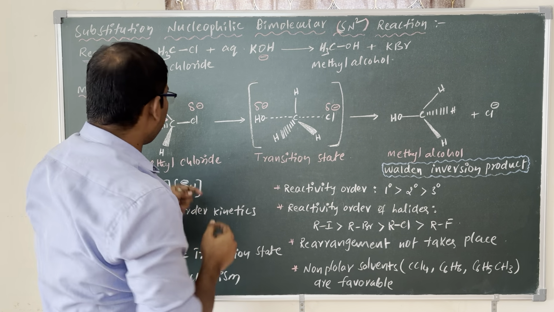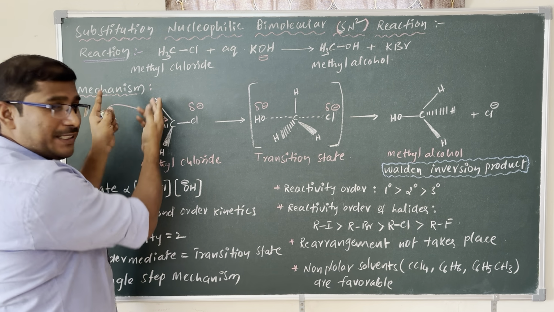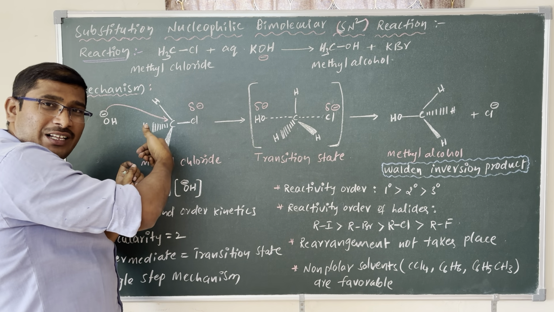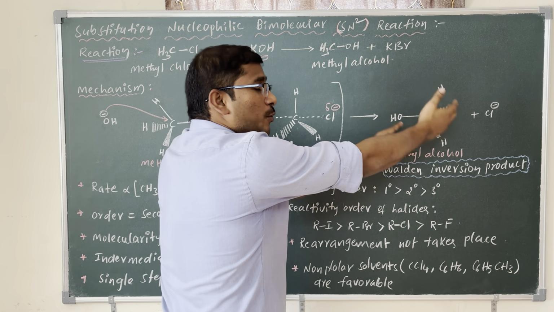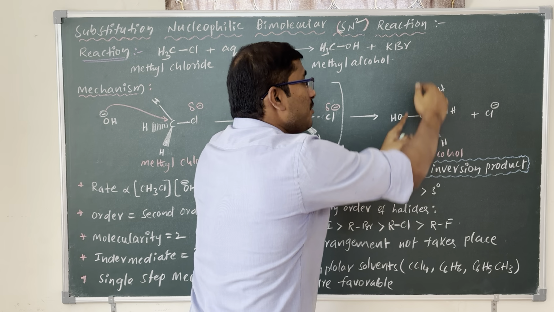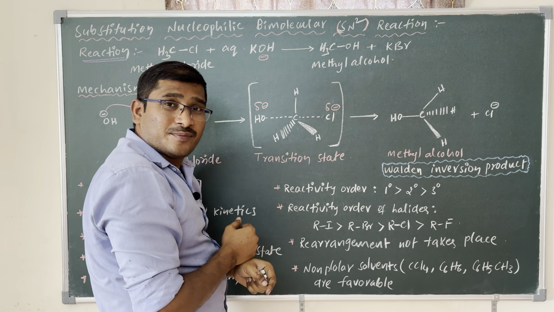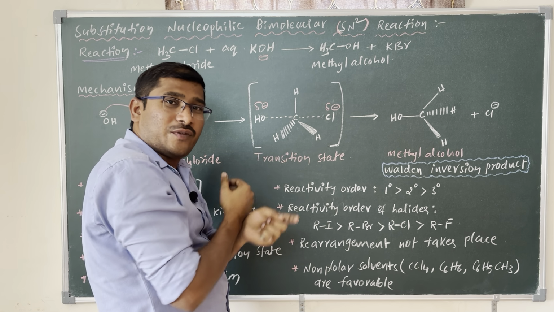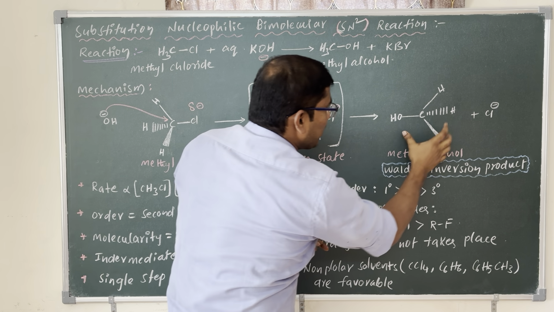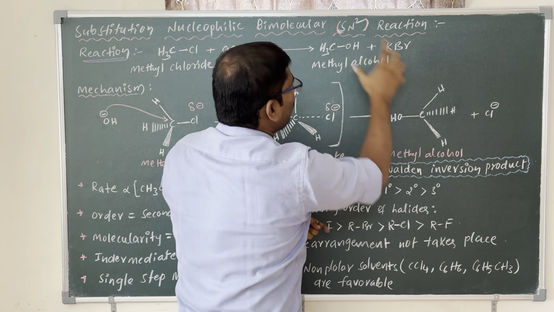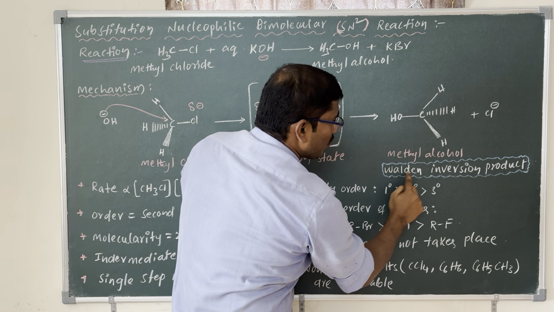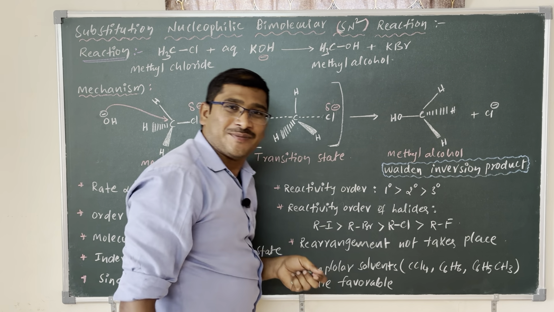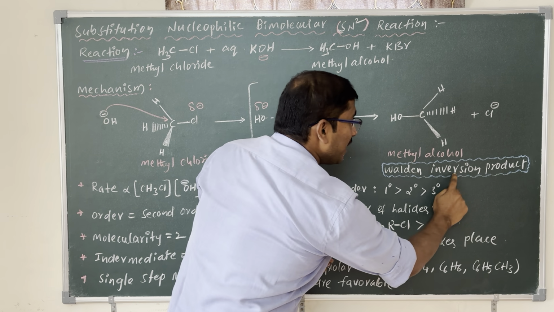First we have to observe here: the 3 hydrogen atoms are present on the back side of the carbon atom, and during the conversion into products, the 3 hydrogen atoms come to the front side, because of the inversion of configuration. The product formed in the SN2 mechanism is known as the Walden inversion product.